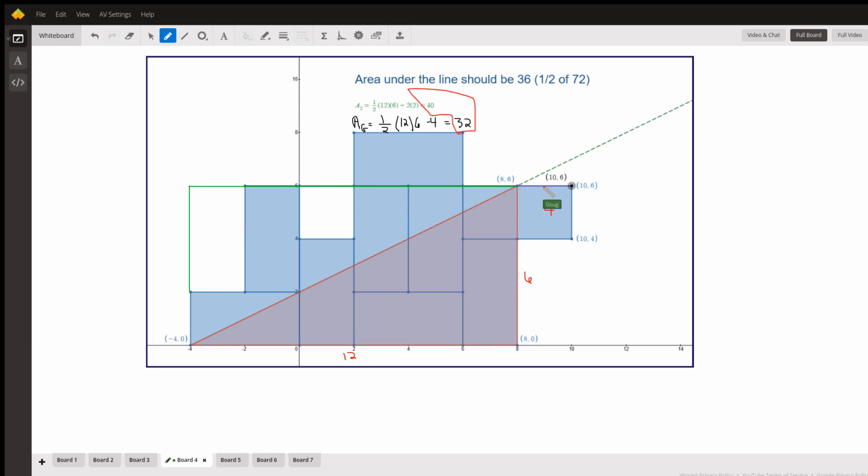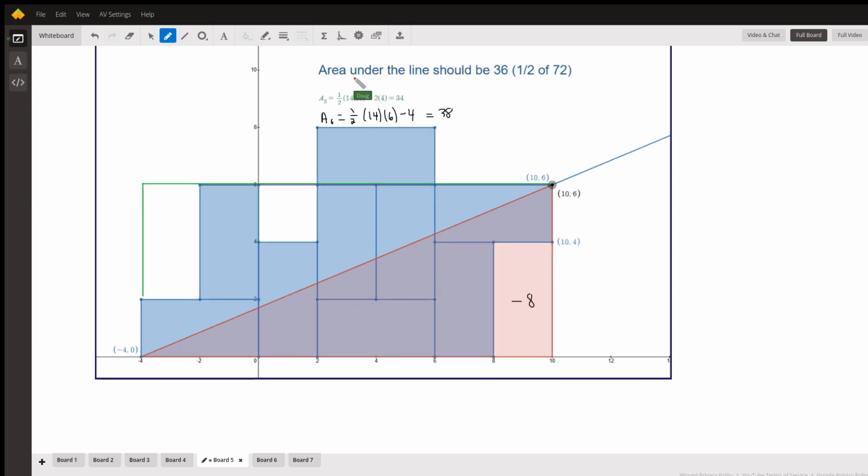So that tells me I've got to be out farther to the right for this point that I'm going to go through. I went all the way out to 10, 6 to convince myself that that's too far. So we could find the area of the red rectangle and subtract this 8, and we get 34. So now we have too much area above and too little below.